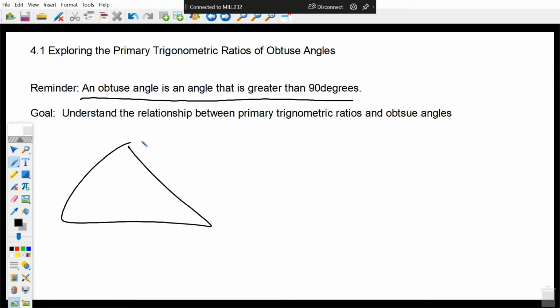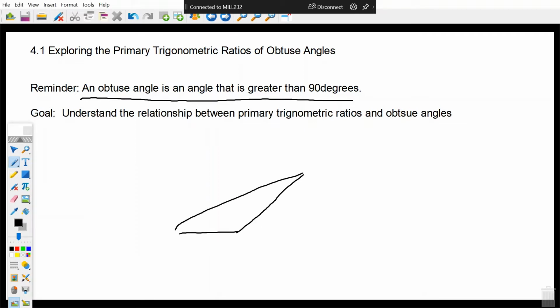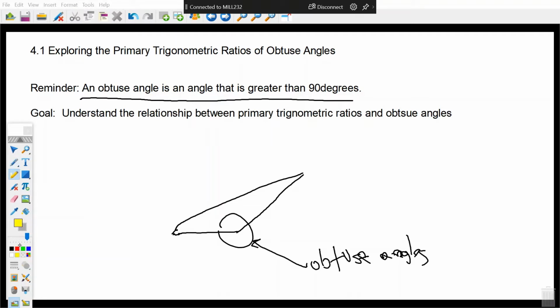We're used to triangles that look like this. Now we could get something that looks like this. And today we're going to go through the basics of how that will affect us now that we have an obtuse angle that is greater than 90 degrees. Okay? So today's goal is to understand the relationship between the primary trigonometric ratios and obtuse angles.